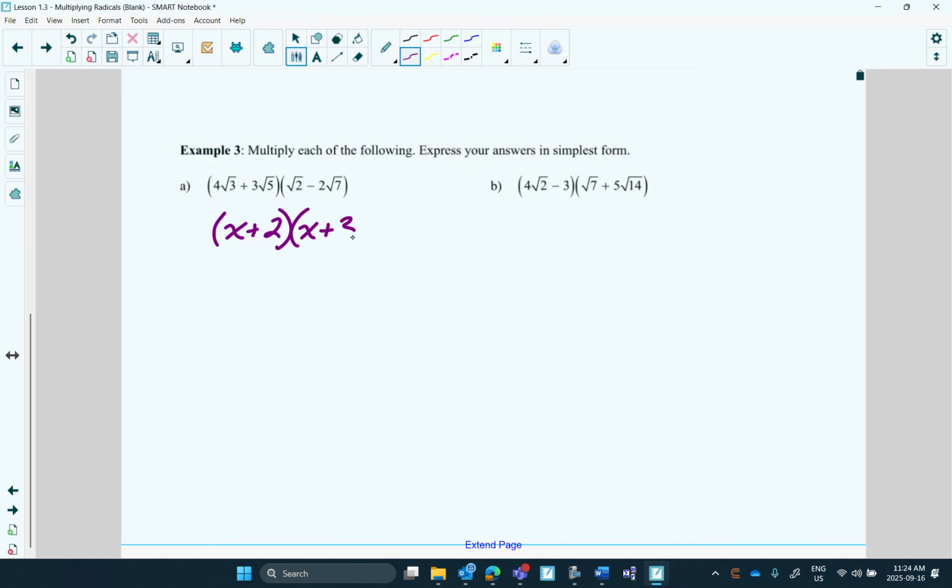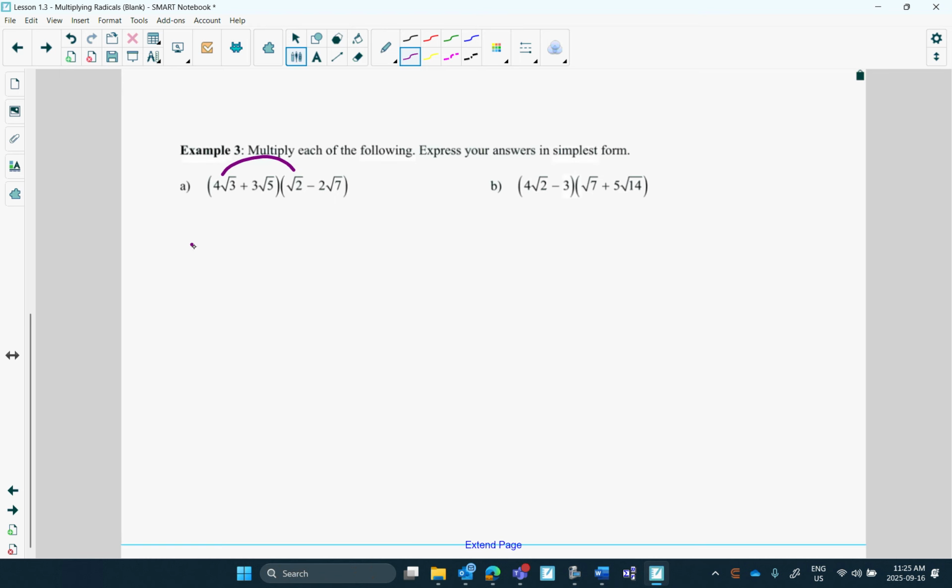Like if I said this, how many multiplications? 4. Same thing. Binomial times a binomial is 4 multiplications. So that's all you do, and then use your knowledge of multiplying radicals.